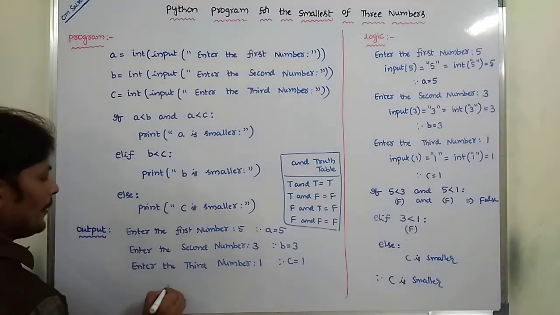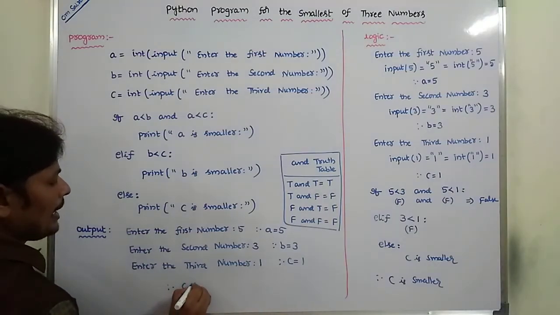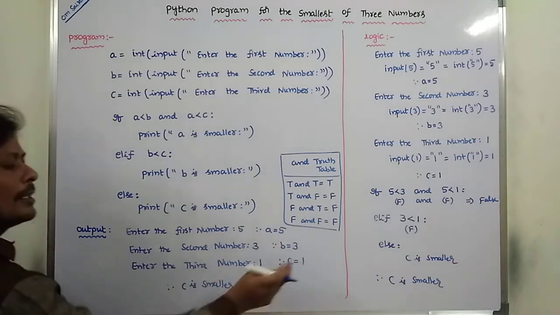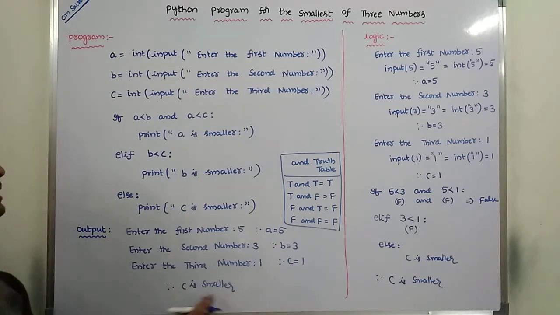Okay. Therefore, C is smaller. Which number is smaller among 5, 3, 1? So 1 is smaller, so C is smaller.